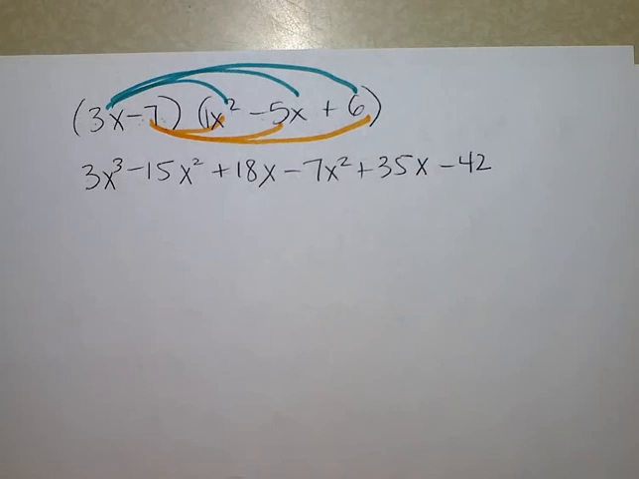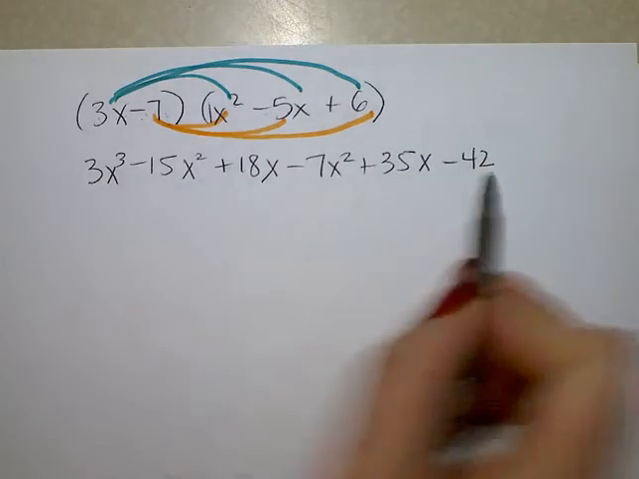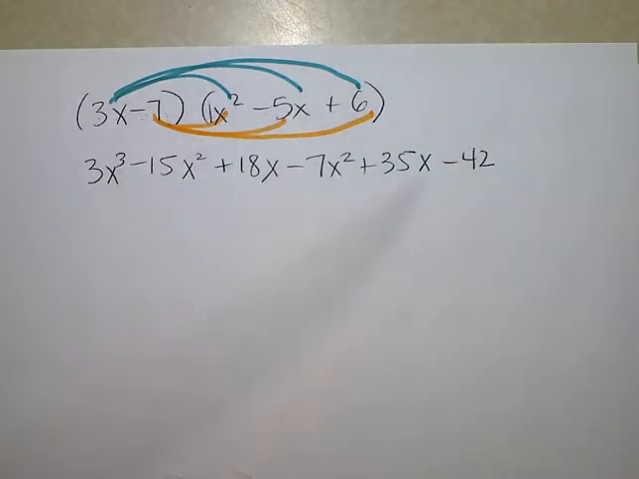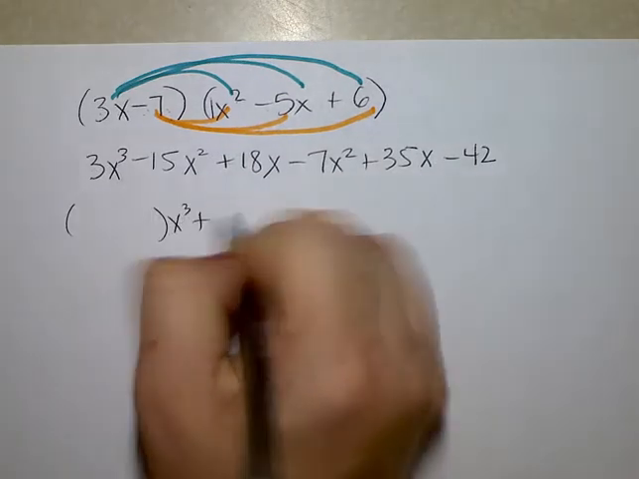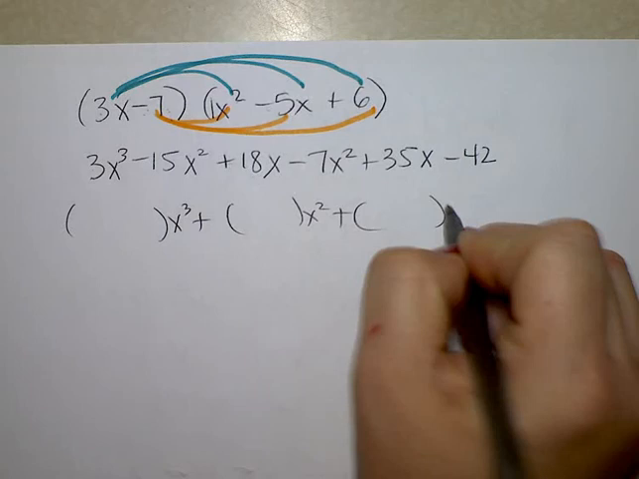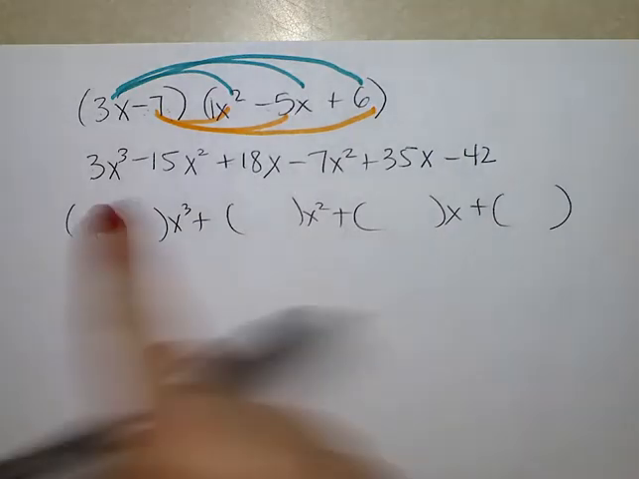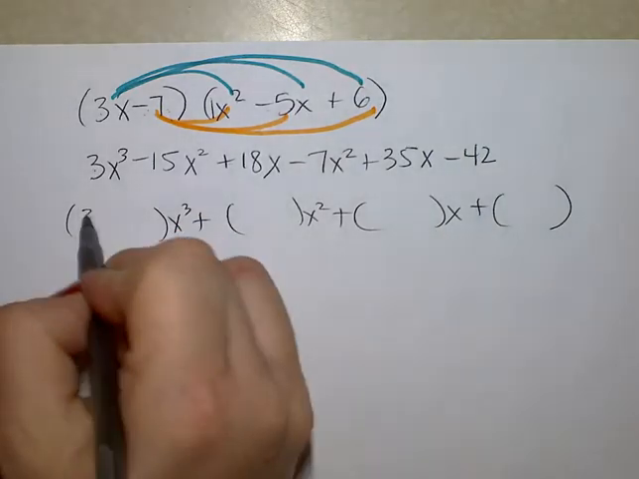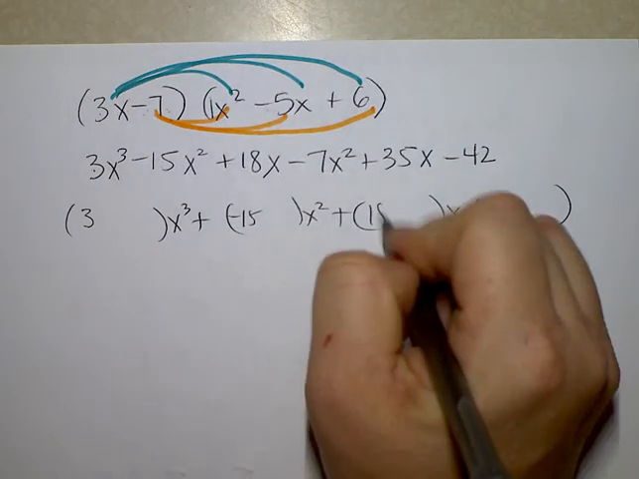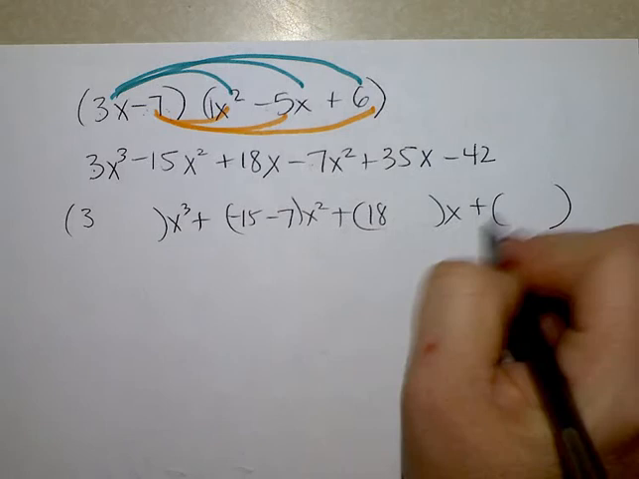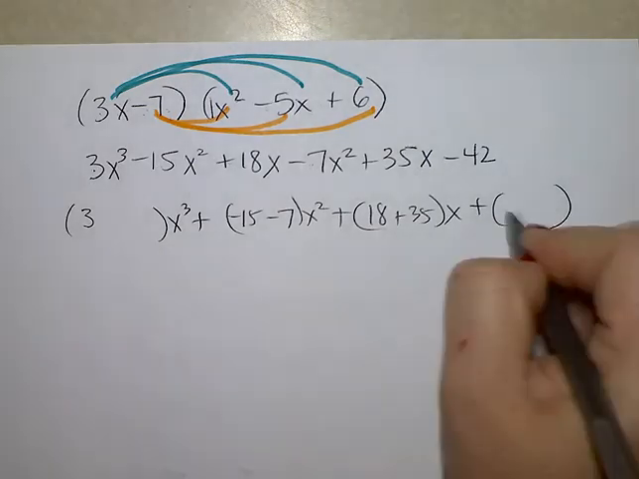Okay, what is the degree of this polynomial? Well, that means what is the highest exponent you see on a variable? It is to the third. So to the third, to the second, to the first, and the constant. And now I'm just going to place them into the correct parentheses. 3 goes with x cubed, negative 15, positive 18, negative 7, positive 35, and negative 42.